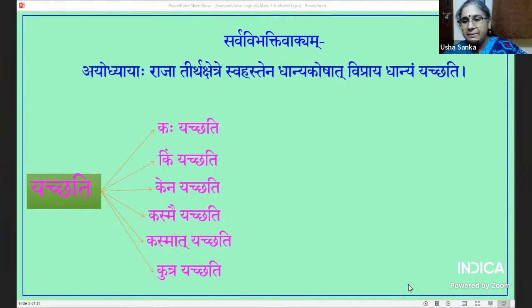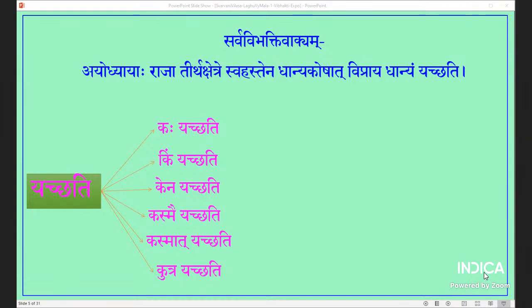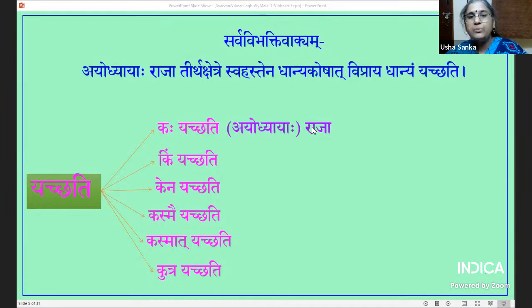Please unmute and tell me. Everybody should participate. Does everybody agree to this? Yes. Okay, fine. So let us see what to do with this Ayodhya. We'll put Ayodhya with the Raja. That's all. Ayodhya will not come to yachati, so it will remain separate. We'll come to that later. Please remember this point. We'll deal with it in another lesson of the same series.